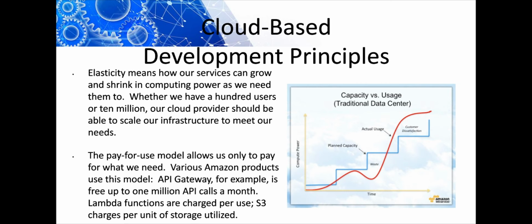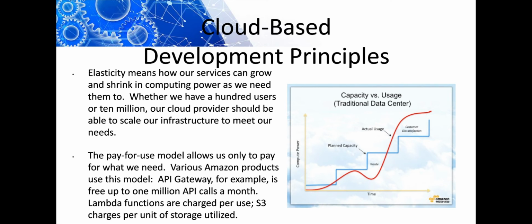So elasticity refers to how the services provided by a cloud provider can grow or shrink as necessary. We don't need the computing power of Facebook if we have 100 users, but you never know. We might get to that point. So the cloud providers allow us to scale up as our demand grows, as our needs grow, our infrastructure grows. And then the pay-for-use model means that when we are that small 100-user application, we're only paying for what we need. We're only paying for what we actually use.